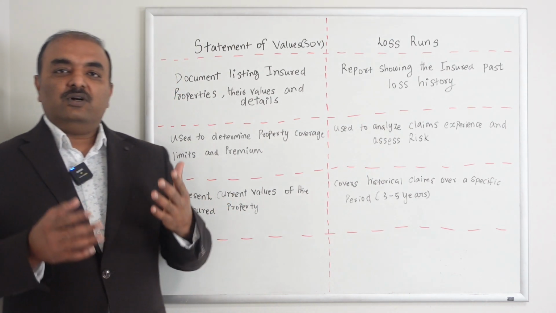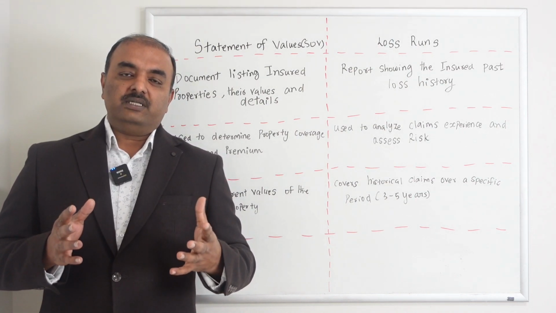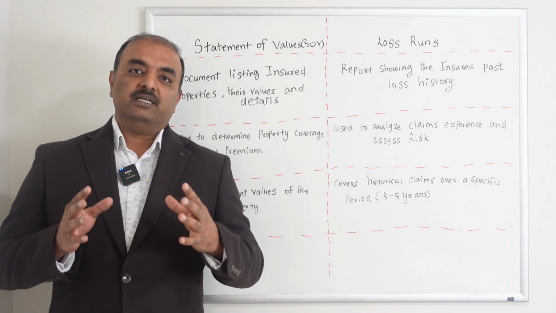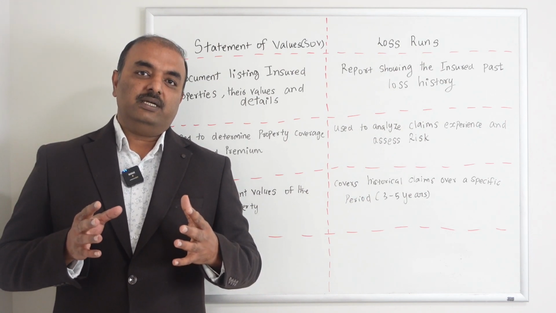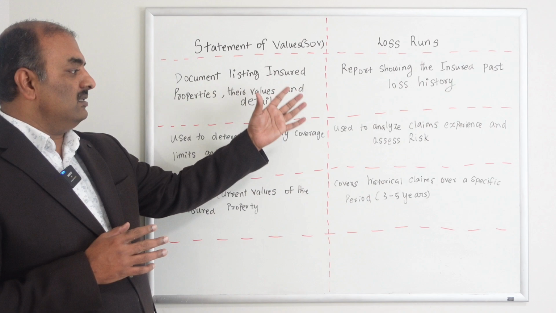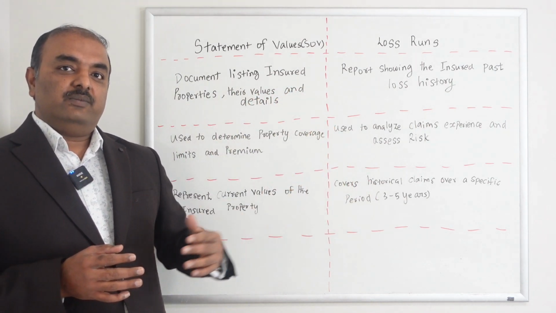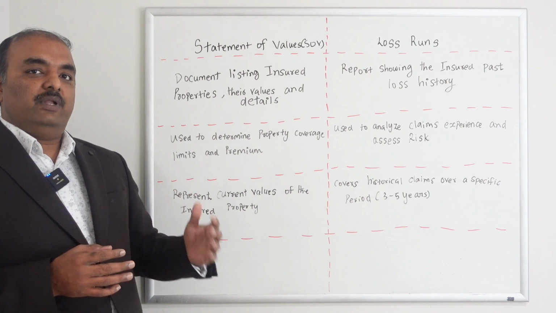As I told you, whatever the current value of the building, location, properties, or personal properties, all those things will be documented in the statement of values so that the insurance company can determine the appropriate limits and premium. Whereas in case of loss runs, it's always historical, right? It covers the historical claims information so that we can determine the appropriate premium.